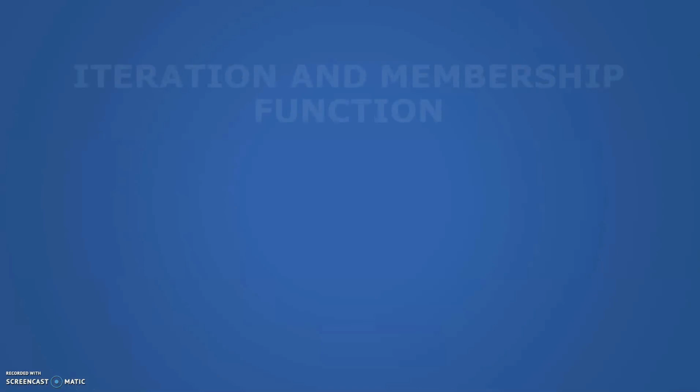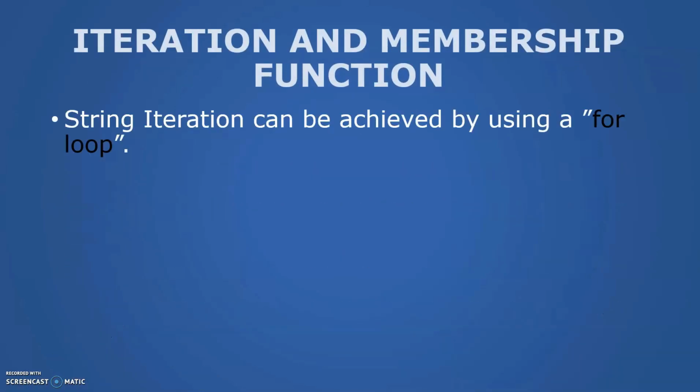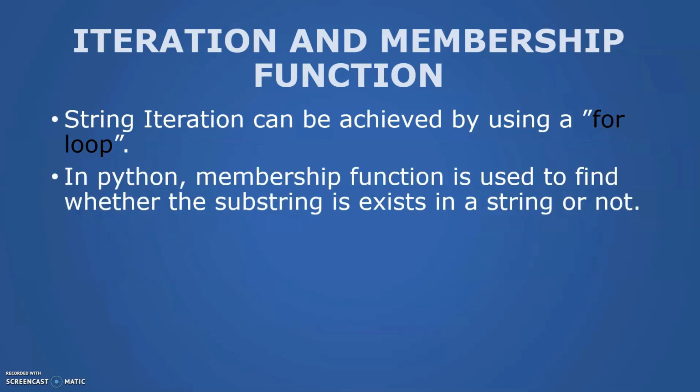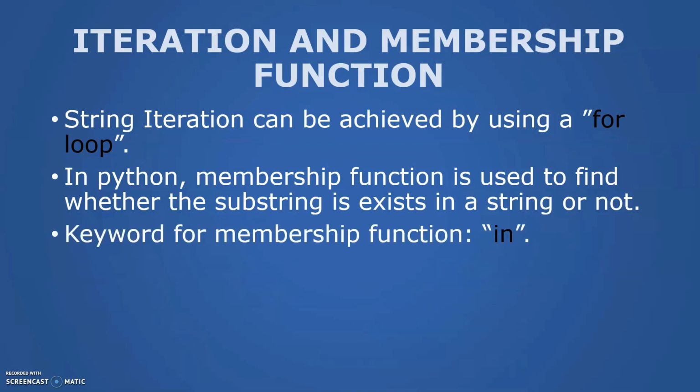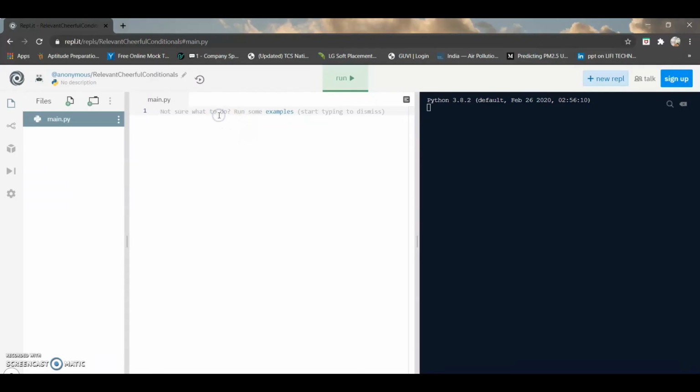Next, we are going to see iteration and the membership operator. String iteration can be achieved by using a for loop. That means we can access a string character by character with the help of a for loop. Next, in Python, the membership operator is used to find out whether a substring exists in a string or not. We can also check that a substring does not exist in a string, and this membership check can be achieved by using a keyword called in. Now we can see the examples for iteration and membership.